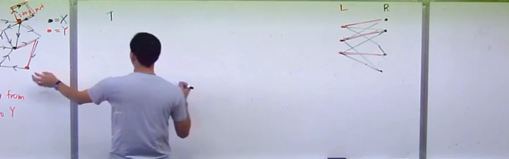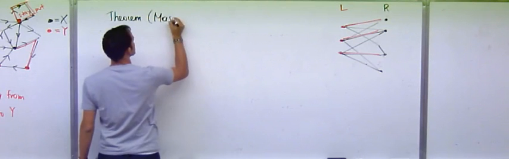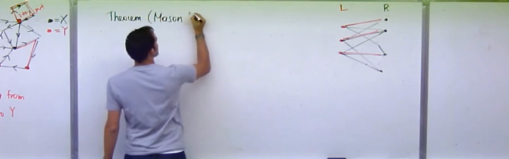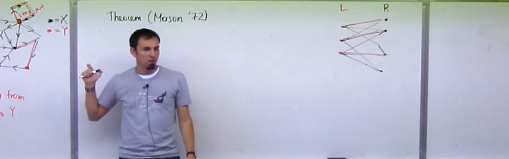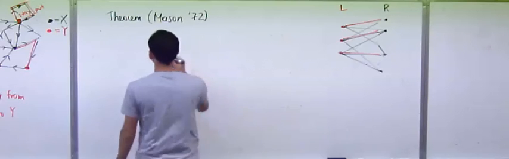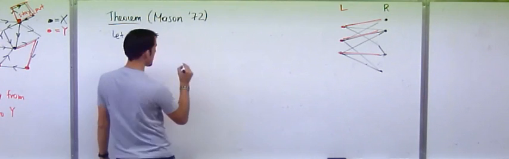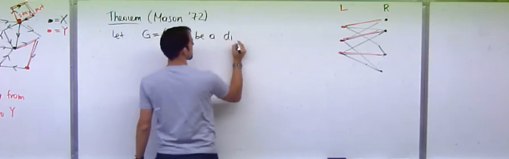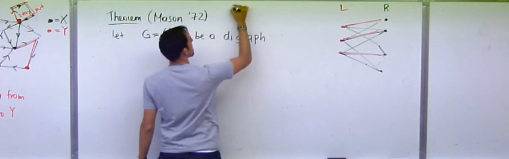Right, so I haven't told you how to define a matroid here, and that's exactly what I'm going to do now. It's a theorem of Mason from '72. Mason said, if you give me a directed graph, I can define a matroid for you. And the matroid goes like this. You'll see this sometimes. Sometimes people write digraph, and this means directed graph.